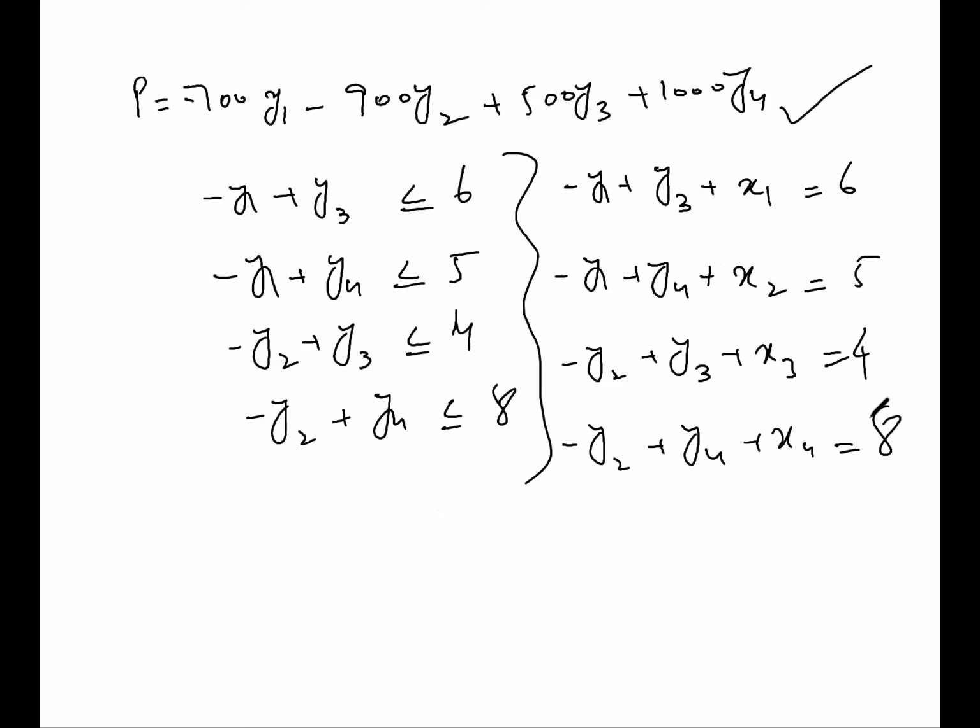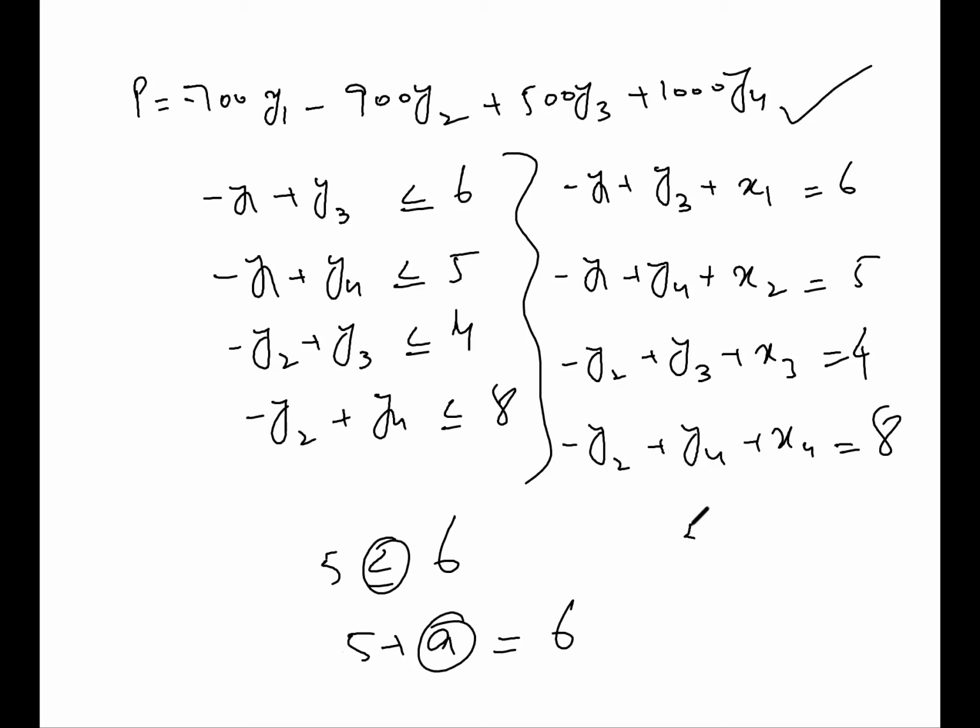Why do we add slack? Just to explain it once again, we know that 5 is less than 6. So how can we make it equal? We need to add a number here. Then they will be equal. What is that number? We need to know.